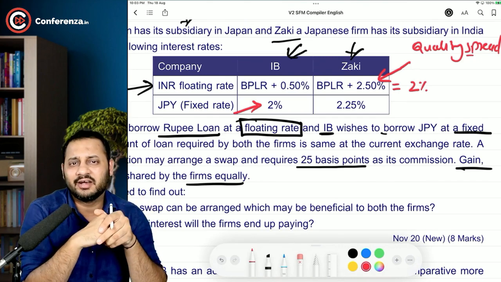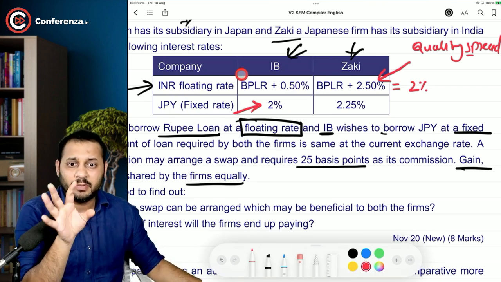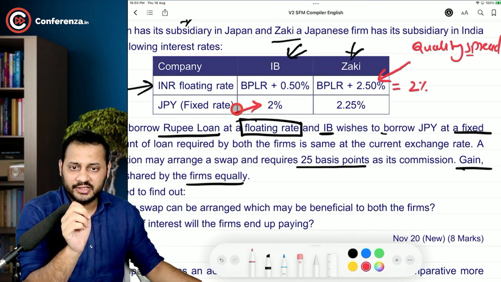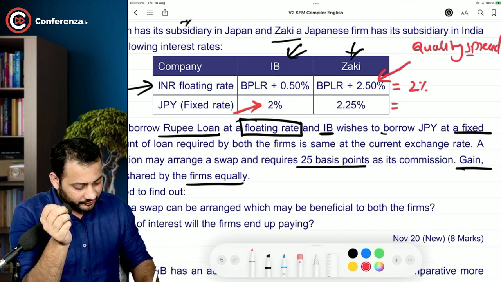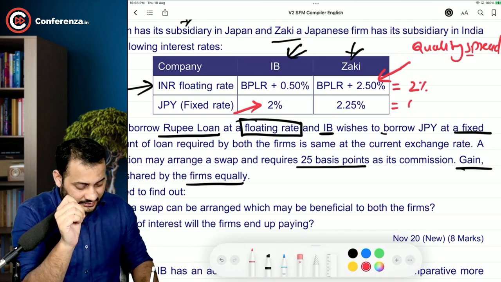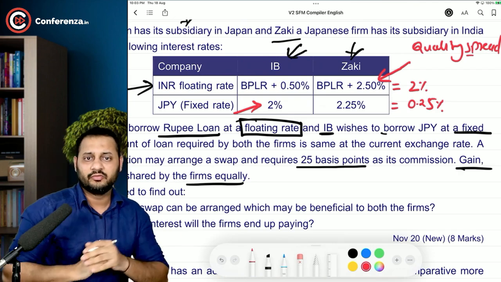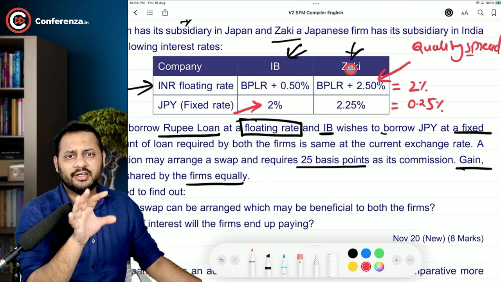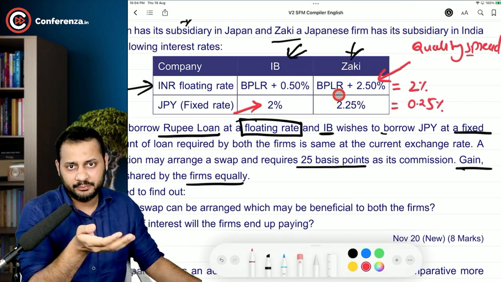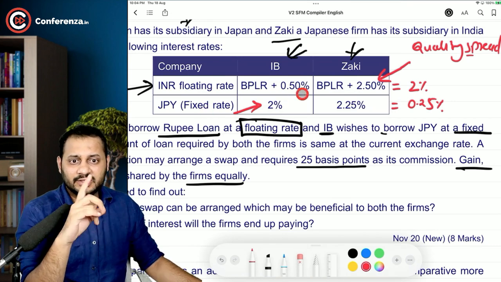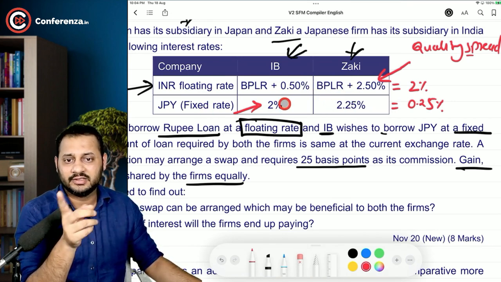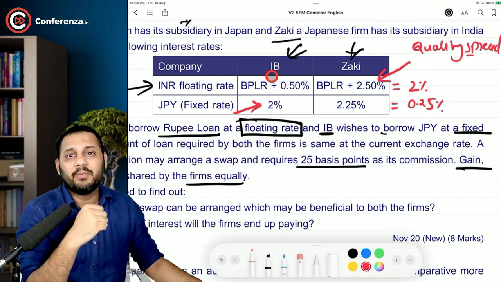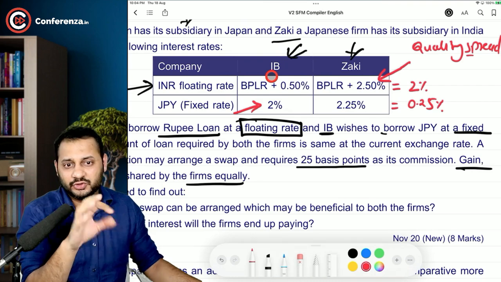It's because of more or less the credit rating. IB's credit rating might be good, and that's why the bank is charging less to IB for the floating rate than Zaki. But when you consider the fixed rate, the difference between IB's fixed rate and Zaki's fixed rate is only 0.25%. Can I say that? 2 and 2.25. So it is costing 0.25% higher to Zaki. Obviously, the credit rating of Zaki might be lower, and that's why no matter which type of rate it wants to borrow, whether floating or fixed, it is costing him more than IB. And IB is enjoying the advantage of having a good credit rating, or we can say comparative advantage. Comparative advantage is a word normally used in such types of swaps.